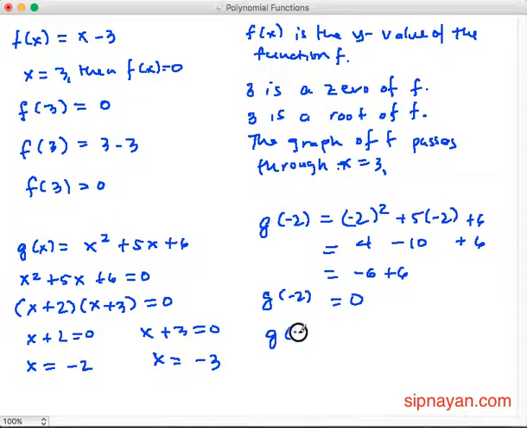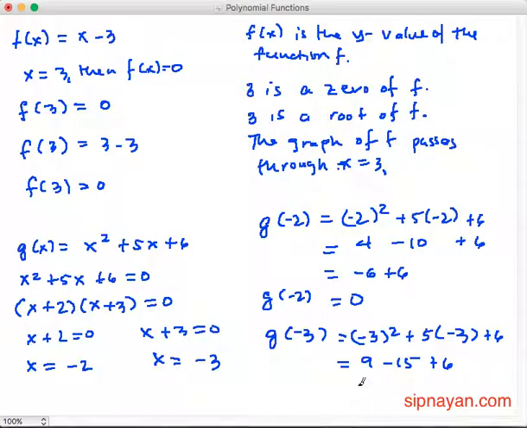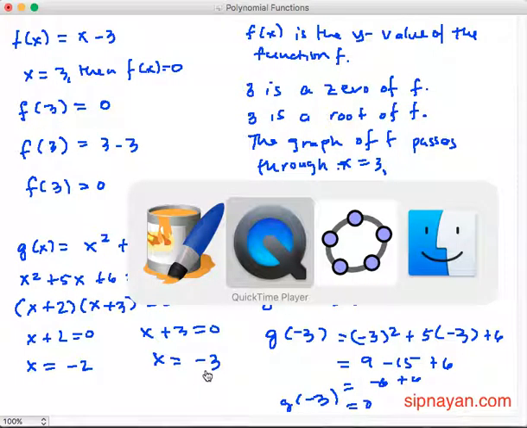What about g of negative 3? Negative 3 squared plus 5 times negative 3 plus 6. That's 9 minus 15 plus 6. That's negative 6 plus 6. That's 0. So, g of negative 3 is also 0. Again, pag sinabi mong zeros ng function, ibig sabihin nagpa-pass through siya doon, no? Sa x equals negative 2 at x equals negative 3.